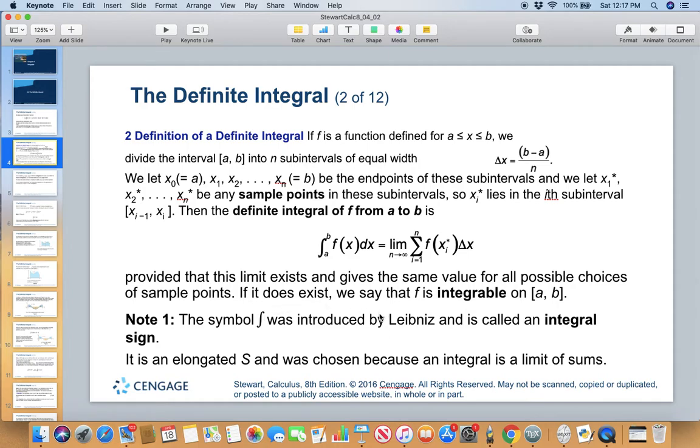If it does exist, we say the function f is integrable on the closed interval [a, b]. The symbol, this one, was introduced by Leibniz and is called an integral sign. So this is called integral. It is actually an elongated S and was chosen because an integral is a limit of sums.